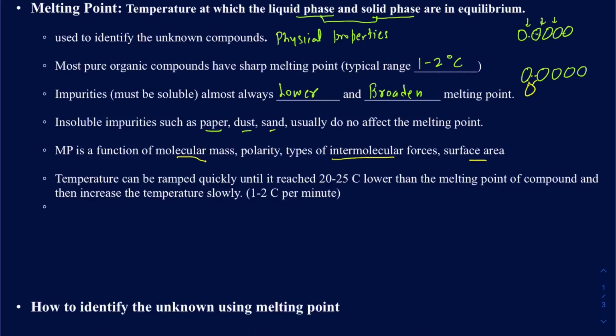When you're determining the melting point using the Mel-Temp, that's a commonly used apparatus. When you know the rough range of the melting point of your compound, you can ramp your temperature quickly until you reach about 20 to 25 degrees Celsius below the actual melting point of the compound. But when it gets closer to the melting point, you want to increase the temperature very slowly so that you can get a very good reading, usually 1 to 2 degrees Celsius per minute. If you do it quickly, you're going to get a false melting point.